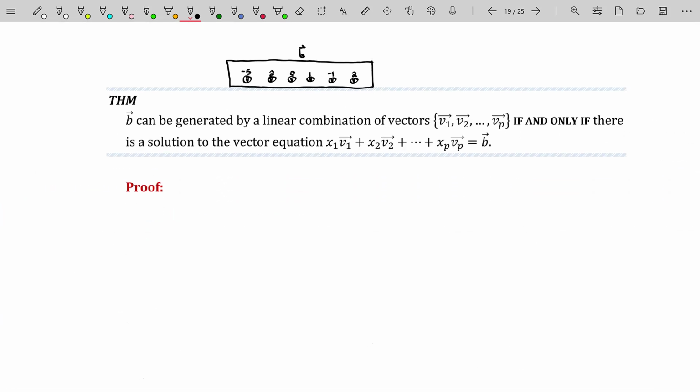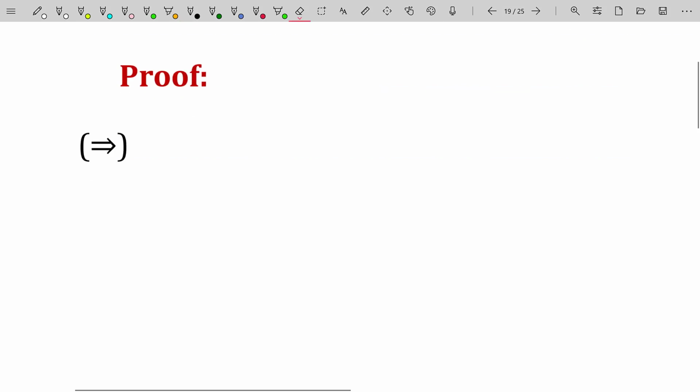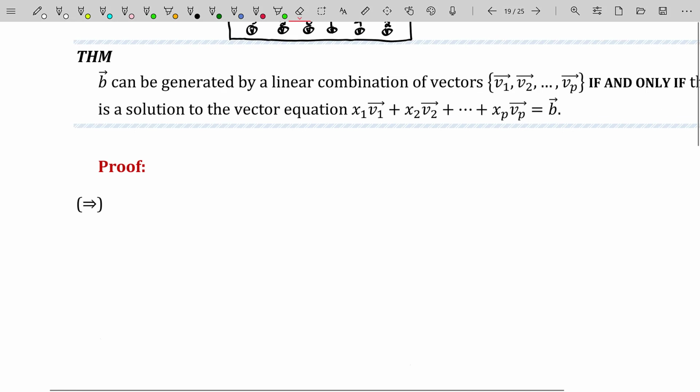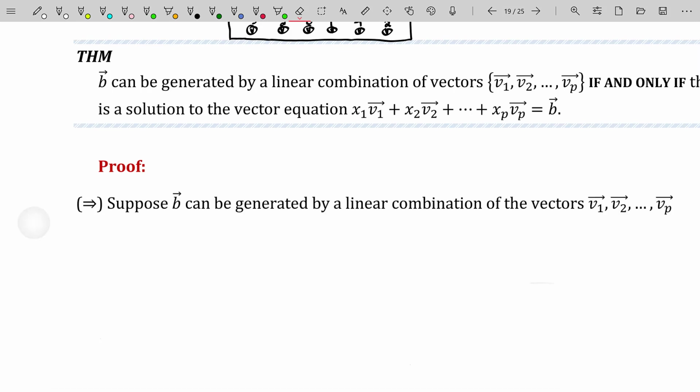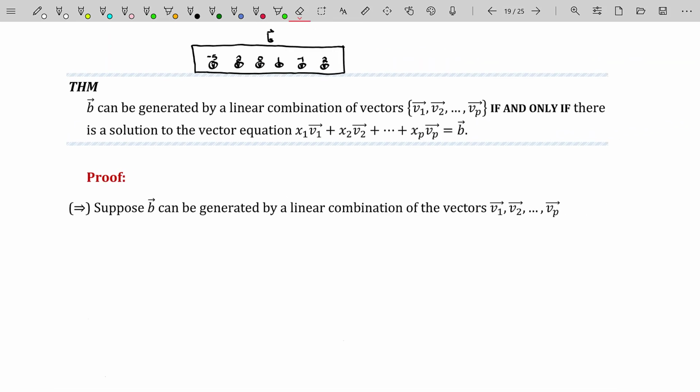Now remember, an if and only if is a bijection, which basically means we're going to have to prove this in both directions, forwards and backwards. We'll start, obviously, by proving it forwards. That is, suppose that b can be generated by a linear combination of the vectors v sub 1 through v sub p.